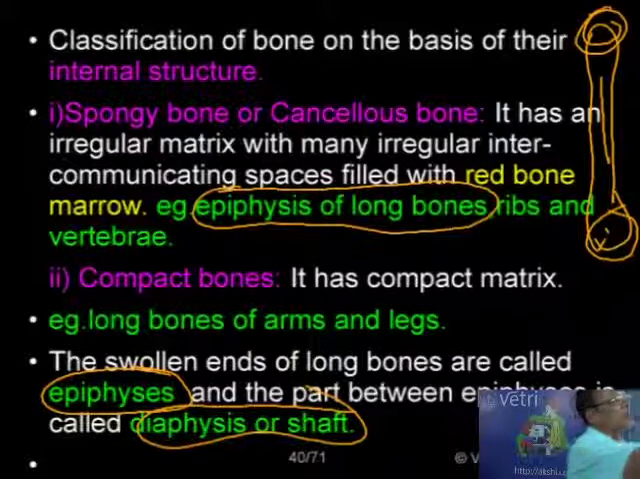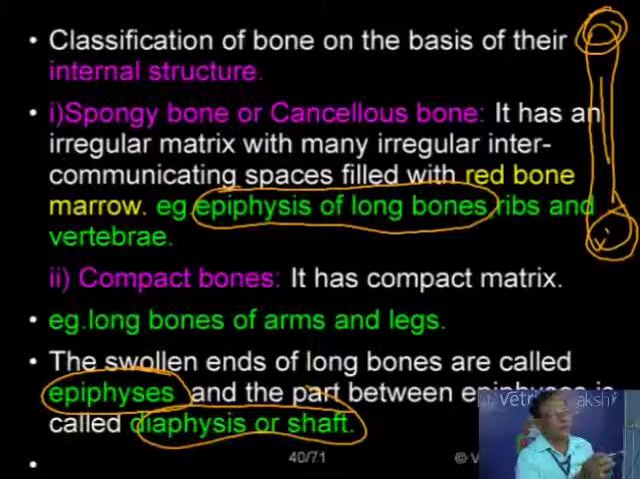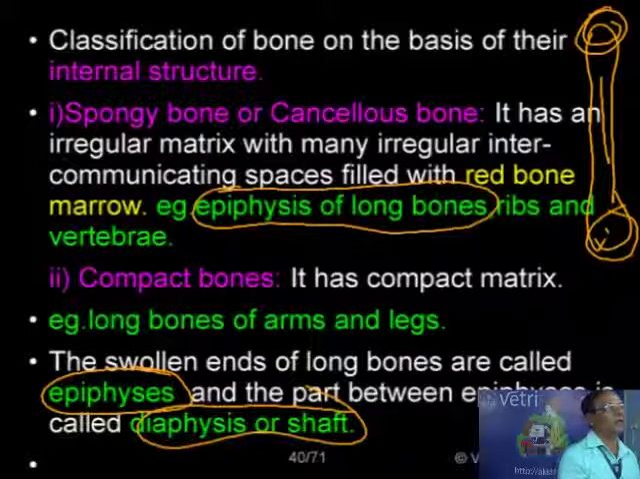But the epiphyseal regions are filled with the red bone marrow. The marrow cavity in the diaphysis region is filled with the yellow bone marrow. We will come to this later; this is a general one. So the diaphysis contains the yellow bone marrow, and the epiphyses contain mainly the red bone marrow.